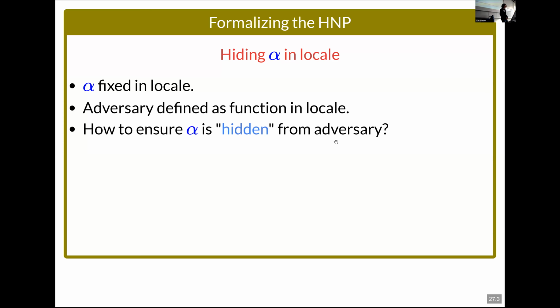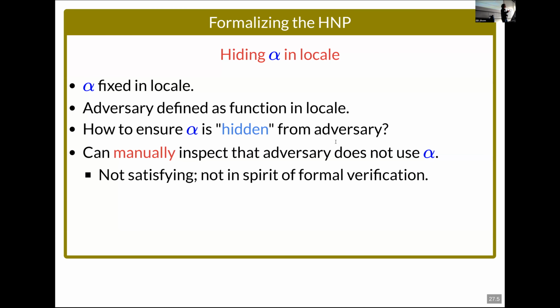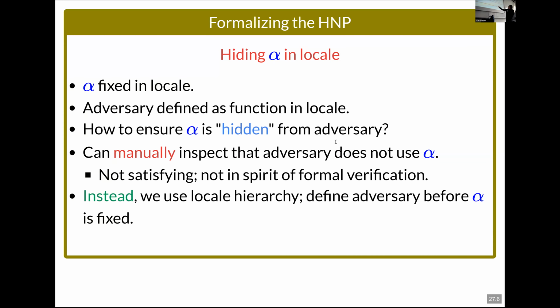And of course, you can use manual inspection to determine that the adversary doesn't just return alpha, but somehow manual inspection is not satisfying to me. It's not really in the spirit of formal verification. But at the same time, there's nothing really formal that defines what it means for alpha to be hidden. So really what we do is just use a locale hierarchy, and we make sure that the adversary is defined before we actually fix alpha.